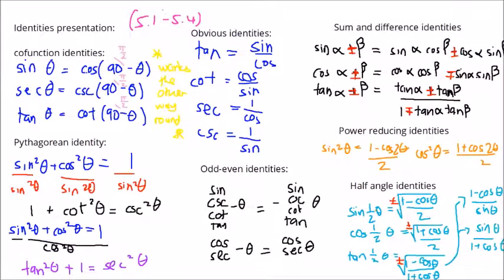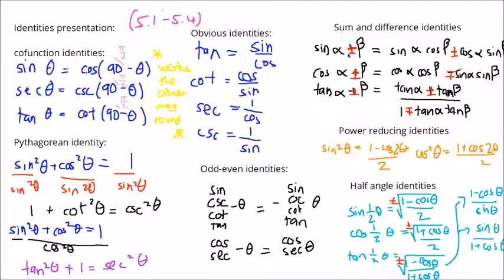Then there are the odd and even identities, where sine is an odd function and cosine is an even function. Just by knowing that, you can already derive everything. However, I did it for you because I'm nice. If you put minus theta into any of these, you should be able to get these odd and even identities, knowing that sine of minus theta is minus sine theta and cosine of minus theta is cosine theta.